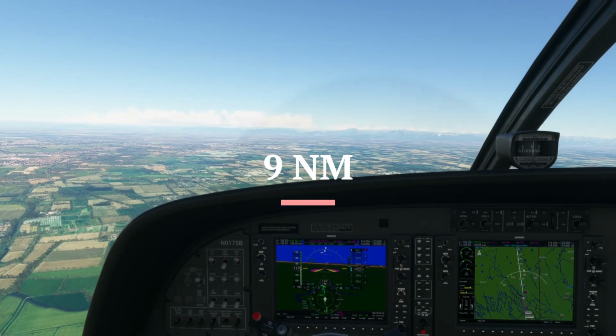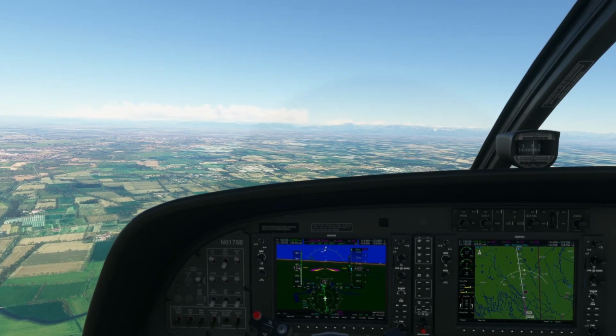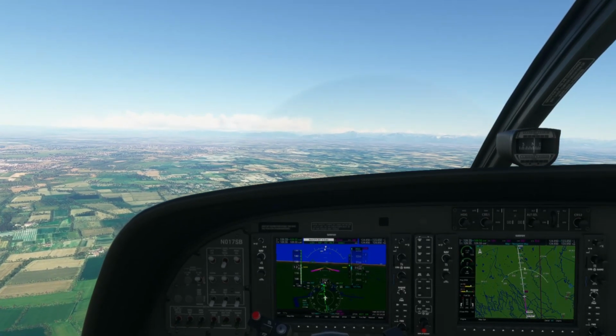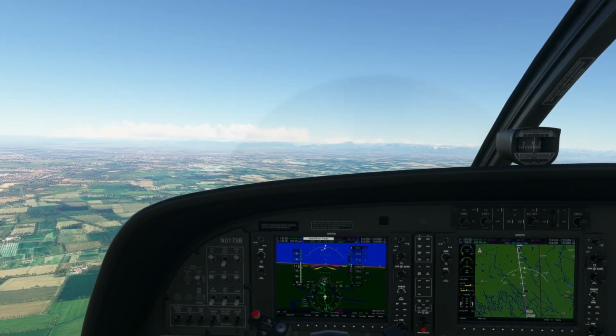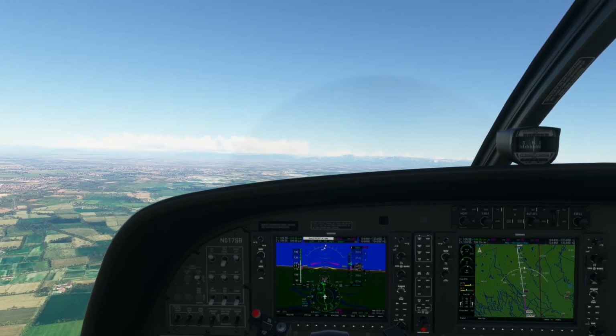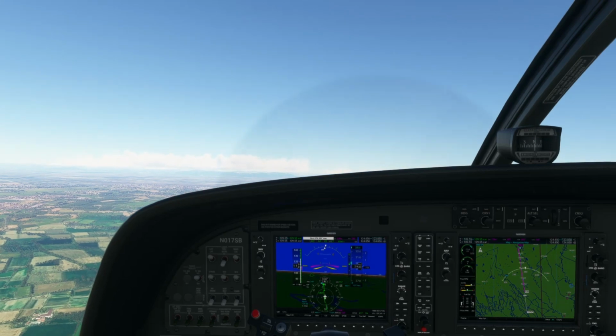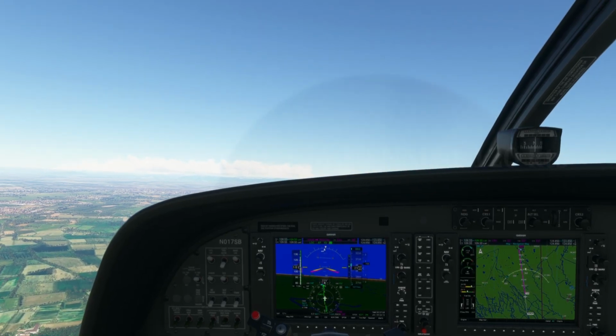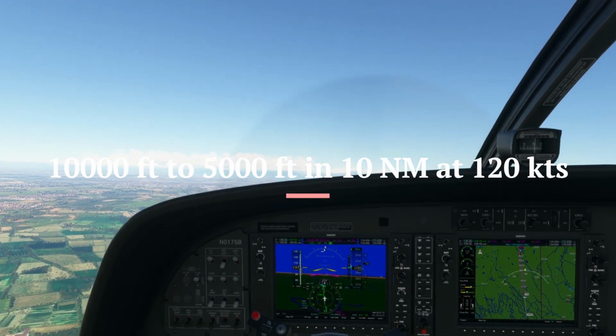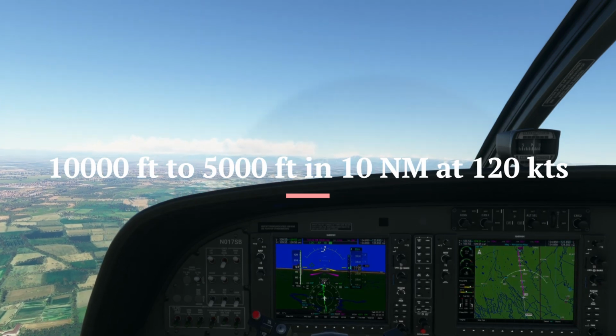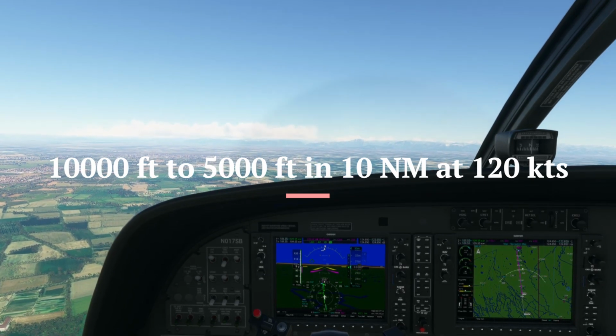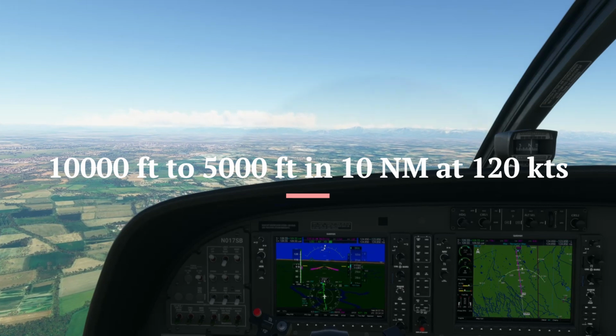And you can also add a couple miles for anticipation. It is really important, especially if you're in a tailwind. Now let's do the descent scenario. This one's different. Descending from 10,000 feet to 5,000 feet in 10 nautical miles at 120 knots. How many feet per minute should you be descending?